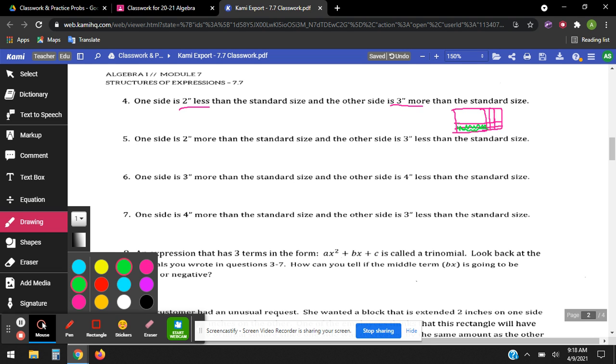My paperwork with me. All right. So, taking out all those guys.